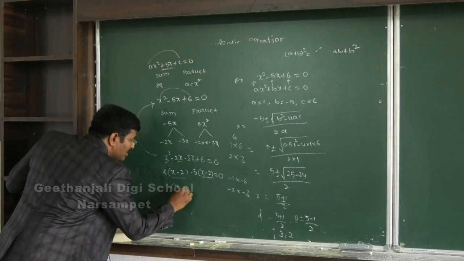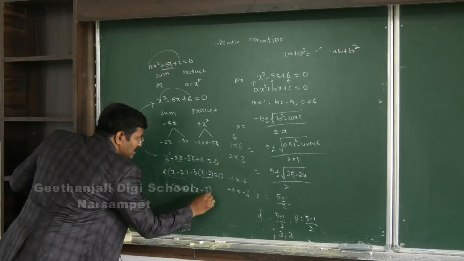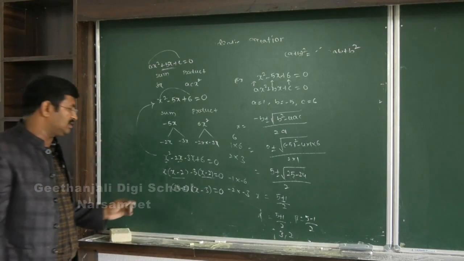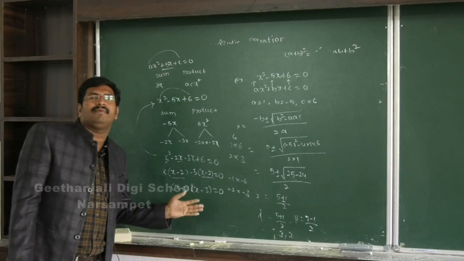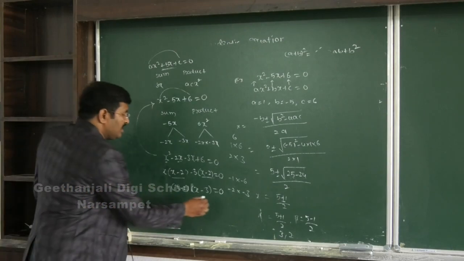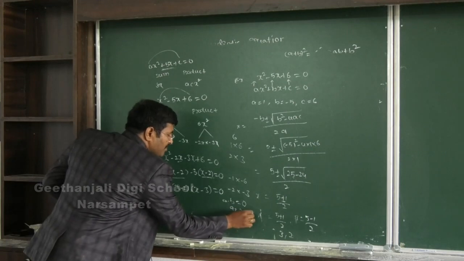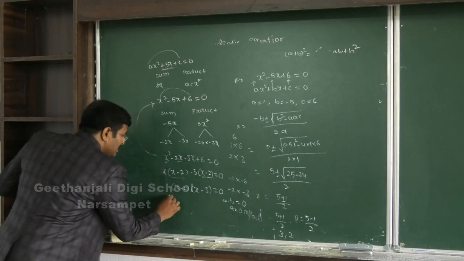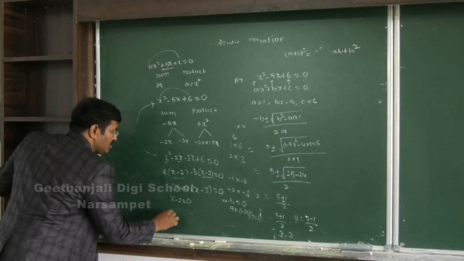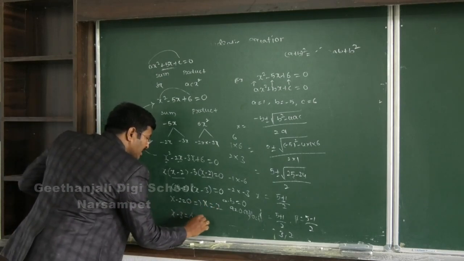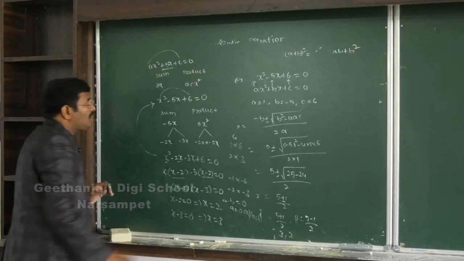Again you will take the common factor: x minus 2, x minus 3 is equal to 0. So (x minus 2) into (x minus 3) is equal to 0. Then here you have to apply the zero product rule. If a into b is equal to 0, then either a is equal to 0 or b is equal to 0. Means x minus 2 is equal to 0 or x minus 3 is equal to 0, then x is equal to 2, x is equal to 3.